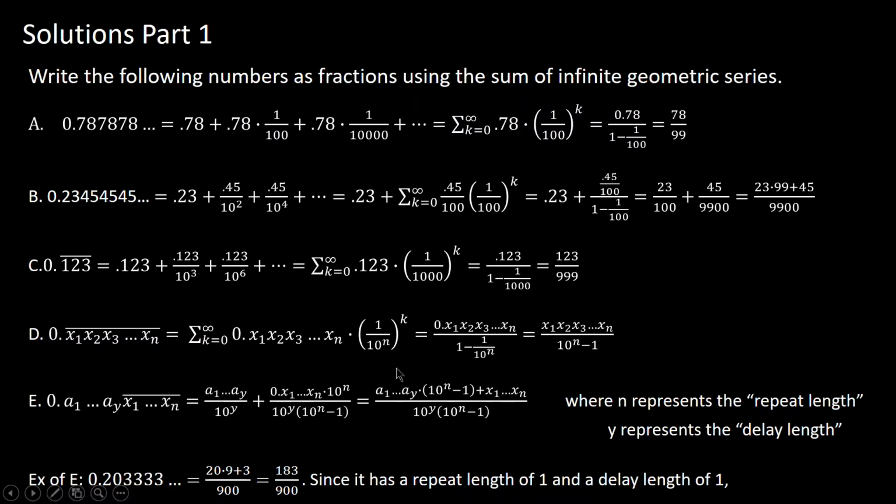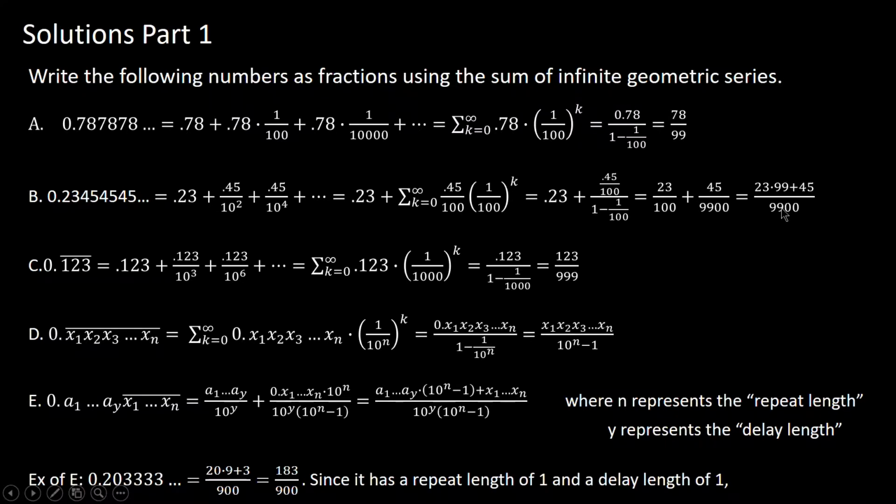part E. Now, you'll see here that 23 was the delay length, so it delayed 2 decimal places. And then you ended up having a repeat length of 2 digits, which is 454545. So that repeat length is going to cause 2 9s here, because this repeat length is 2 digits long, 4545. That's 2 9s right here on the 23. And because it's a repeat length of 2 units, that's why there's 2 9s in the denominator. These 2 zeros are there because the 23 offset the repeating pattern by 2 decimal digits.